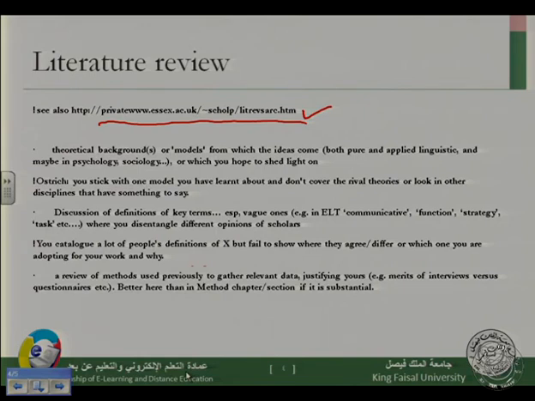So I hope I gave you some good background about how to write a literature review. Next lectures will continue the next chapters, inshallah.